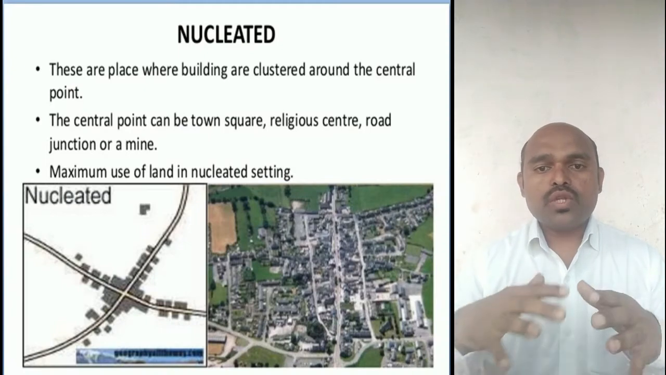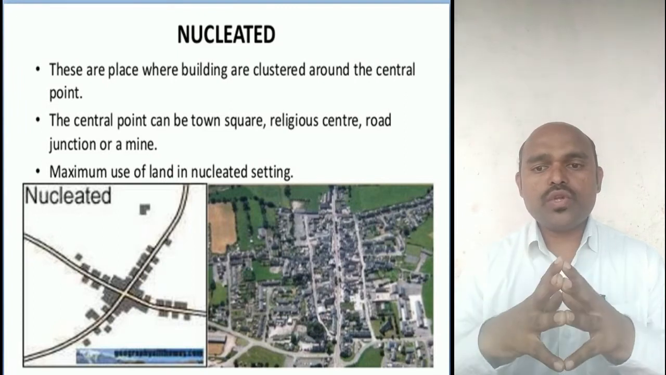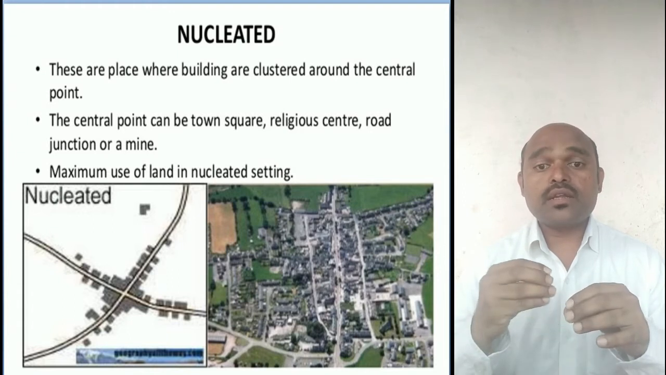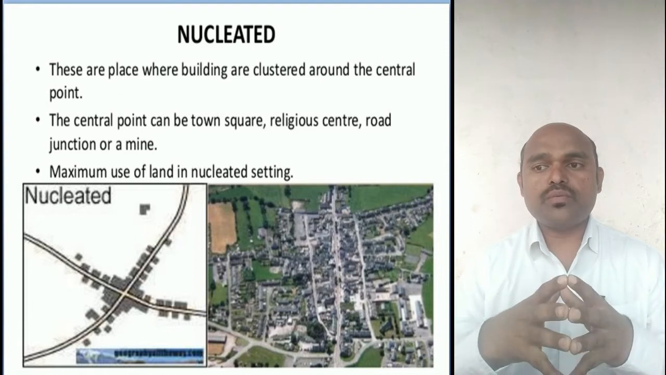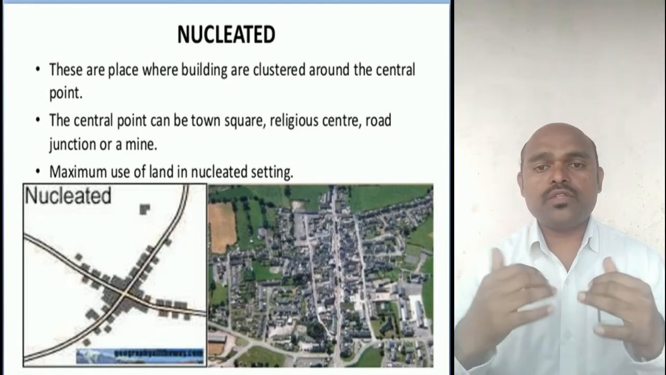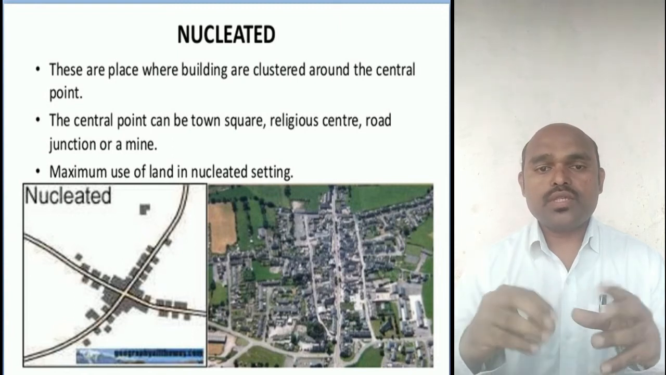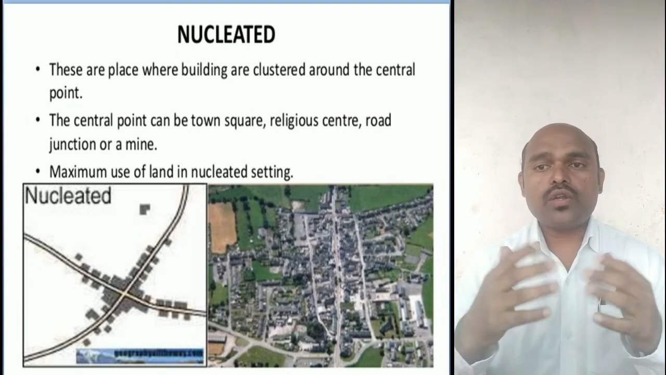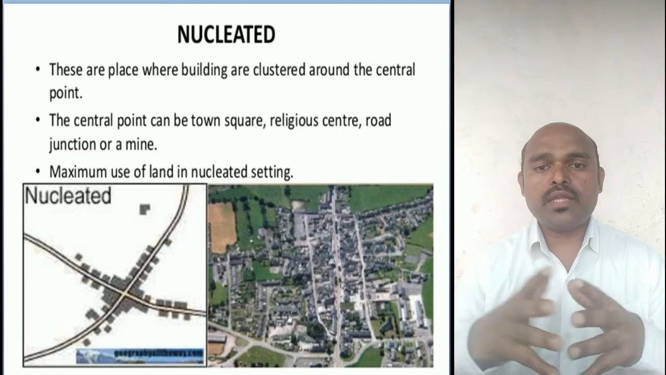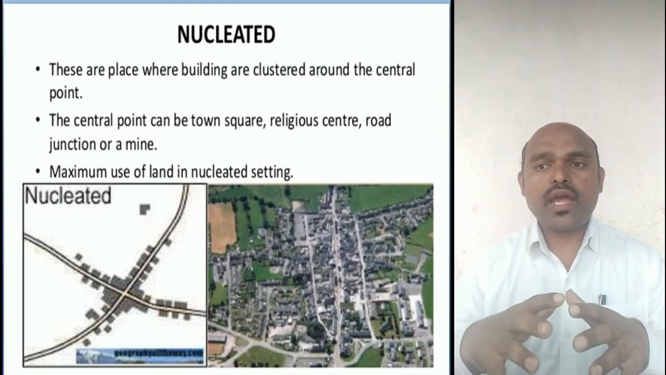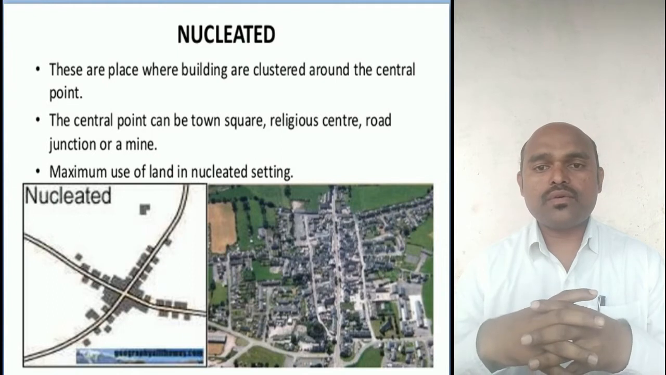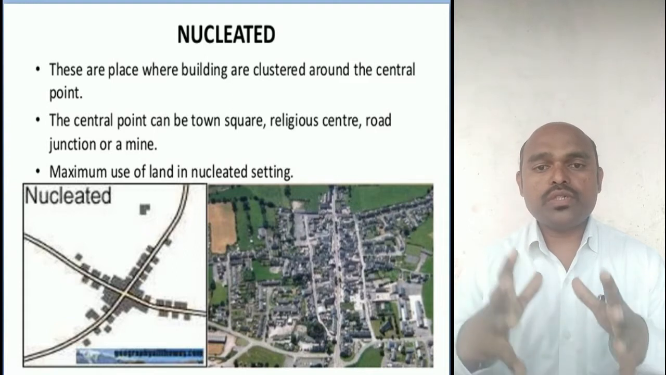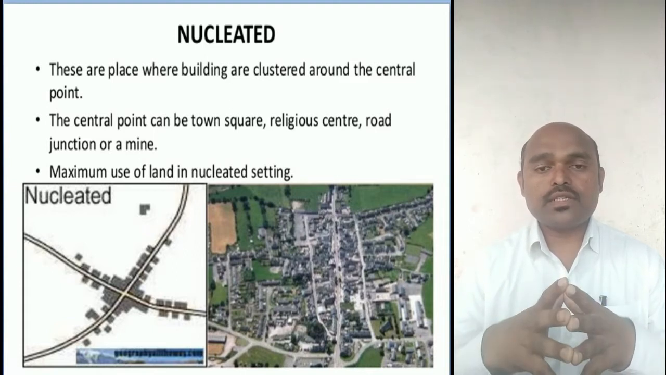So here you can see the nucleated pattern. What is a nucleated pattern? These are places where buildings are clustered around a central point. Basically at the central point we find the huge buildings. The central point can be a town square, religious center, road junction, or a mine. So maximum use of land is in the nucleated settlement. Maximum land is made available to build different types of buildings in the nucleated settlement pattern.